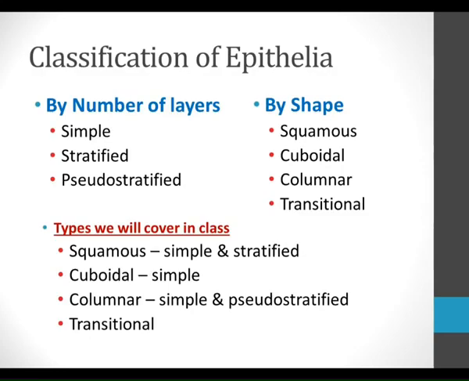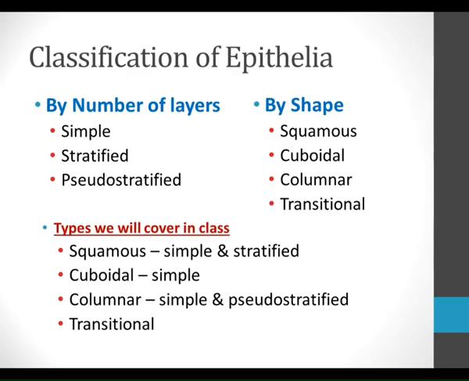How about simple columnar? It should be a single row of column-shaped cells, right? Pretty orderly, actually. Pseudostratified is tricky. It means falsely stratified. This indicates really more of a simple layer, but every now and then looking stratified, so it's kind of messy.